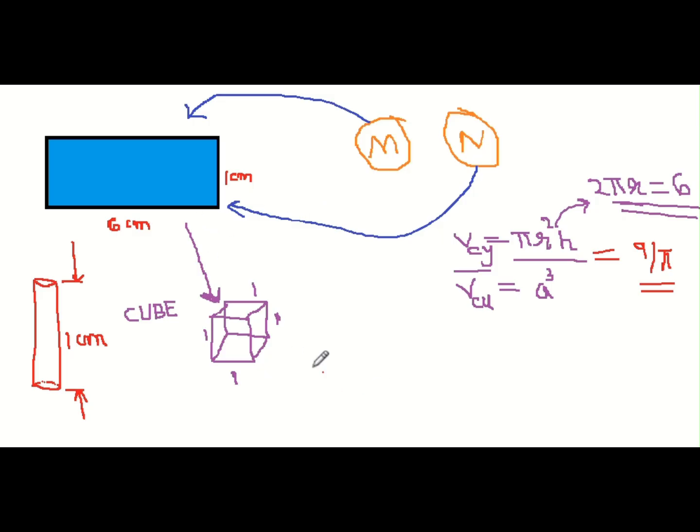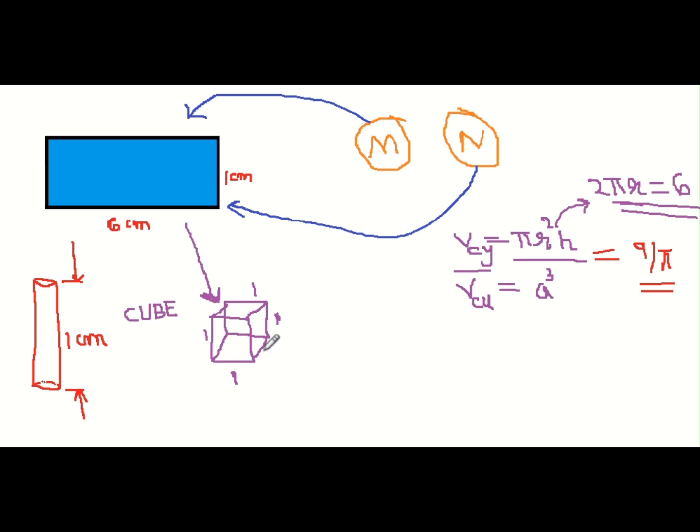So I have drawn the corresponding sketches of the question. This is a rectangle having length 6 centimeter and breadth 1 centimeter, and it is named M and N. Both are the same rectangle with the same dimensions. M is converted to form a cylinder, while N is divided into equal patches to form the largest cube.